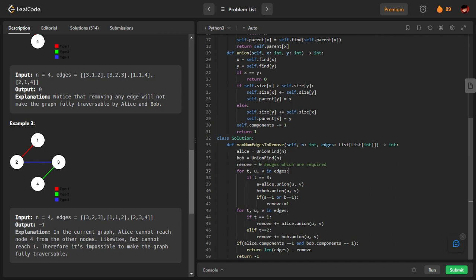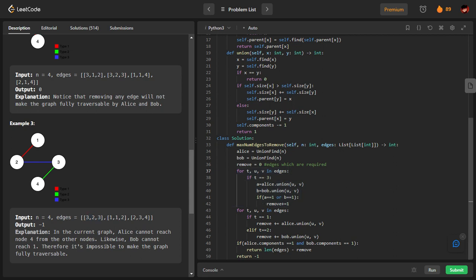Our strategy is very clear here. Because type 3 is common to both Alice and Bob, we begin with type 3. Here we deal with type 3, and later with type 1 and type 2 separately. So let's first think about type 3 only. We are traversing the edges array. The first value is called T, the next one is called U, and the next one is called V.